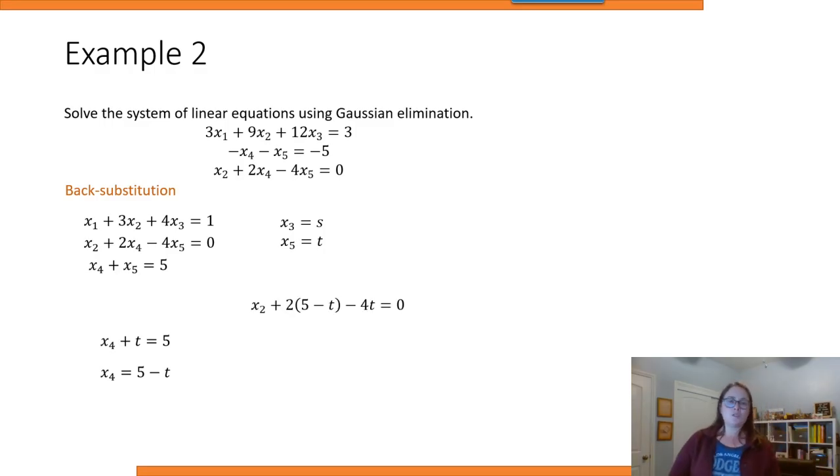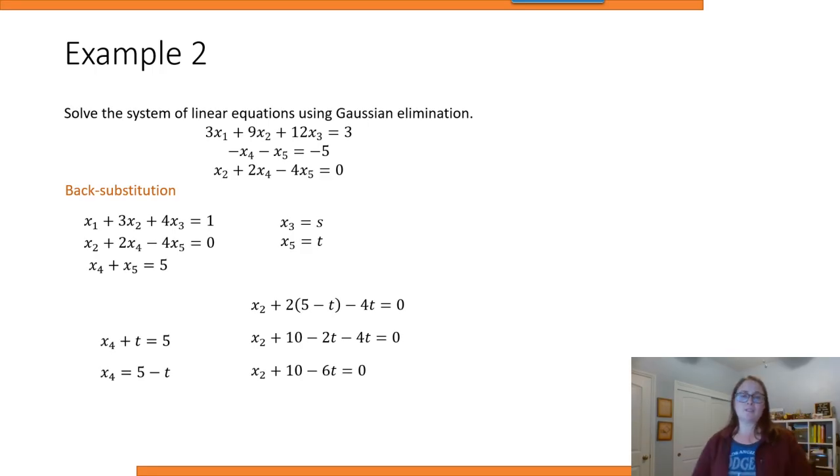So x2 plus 2 times x4 becomes 2 times (5 minus t), minus 4 times t, replacing the x5 there, all equals 0. I'm going to clean this up a little bit and solve it for x2, and I'll have a definition for this variable as well. So distributing the 2, I'm going to get 10 minus 2t minus 4t, and then we'll combine the like terms there. So x2 plus 10 minus 6t equals 0. And then move everything that's not my x2 over to the right side of the equation. So x2 equals 6t minus 10.